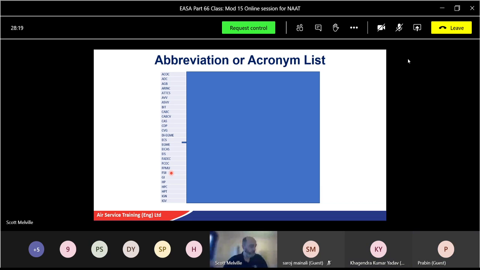GI, that's not an American soldier. What is it? Ground idle. Ground idle, yeah. HP, nice and easy. High pressure. High pressure, HPC. High pressure compressor.